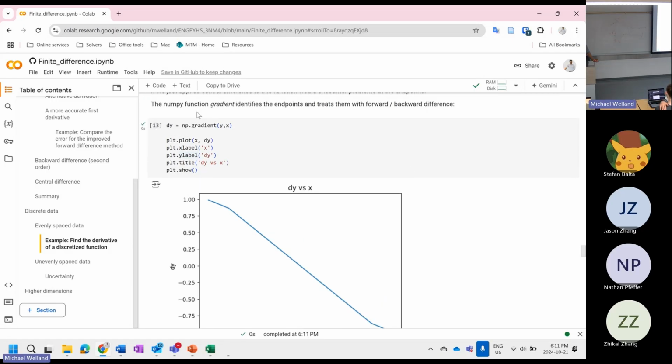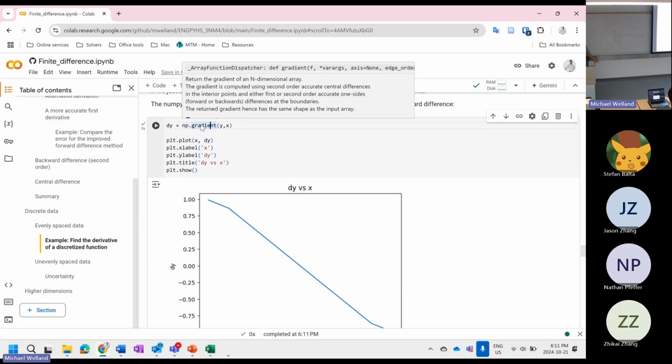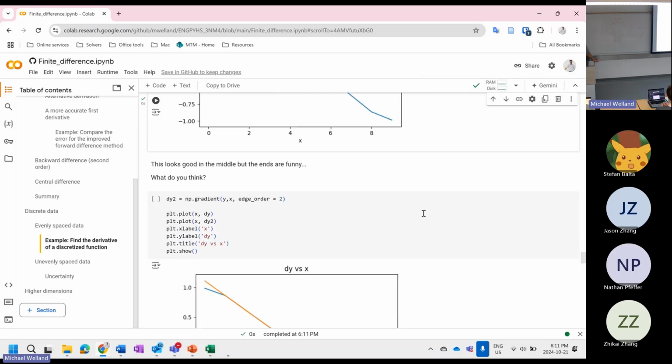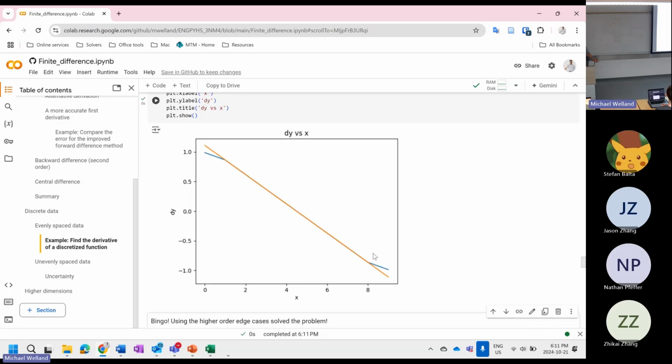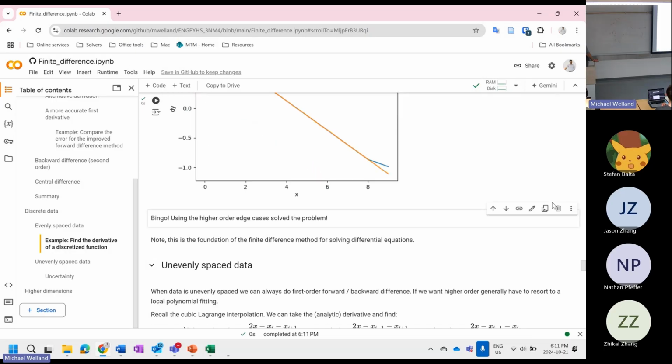You got it. The order of accuracy at the endpoint. So if you look at the documentation, it has this very nice feature, edge order. Guess what edge order does? It applies the second order accurate method. We put that in, and lo and behold, we get the orange line, which is a perfectly straight line, and therefore, yes, this is going to be a quadratic.